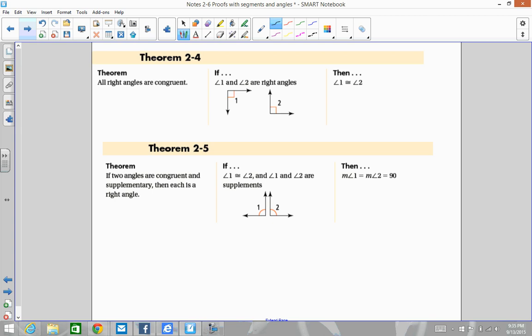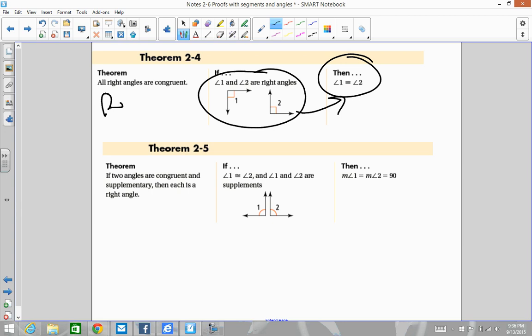So adding in a few theorems today, we're going to add in Theorem 2-4. Make sure you highlight that in your theorem packet, which says all right angles are congruent. So if you can say two angles are right angles, then you can say they're congruent. So if you have this piece, then this is your next statement right there. Okay, and the reason is, this is our reason right here. All right angles are congruent.